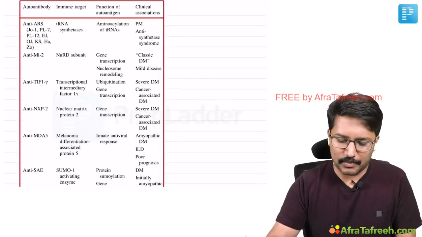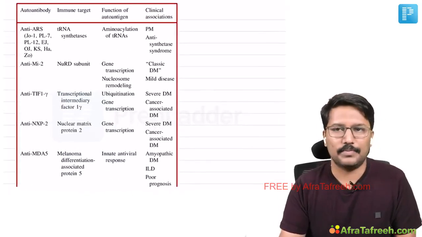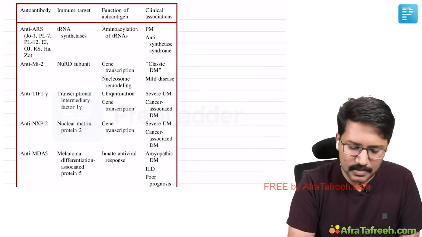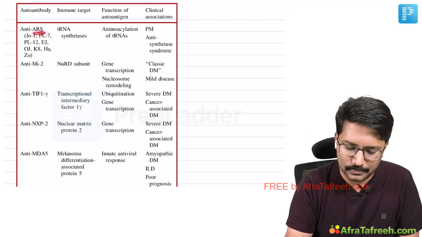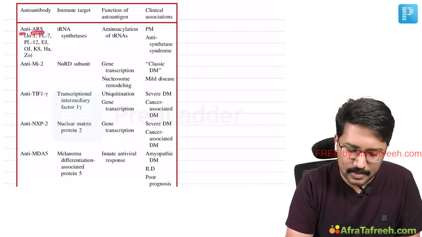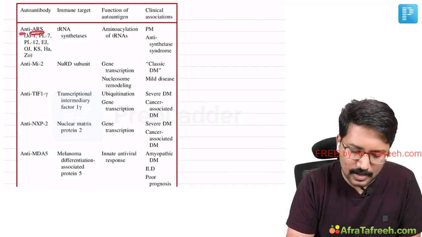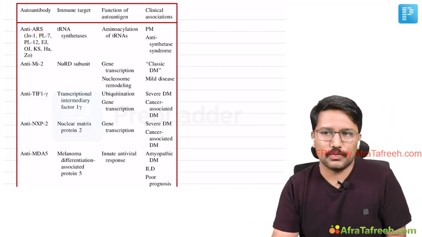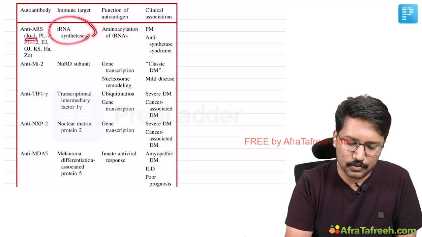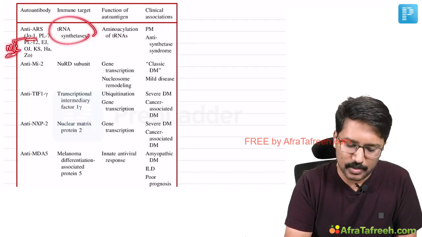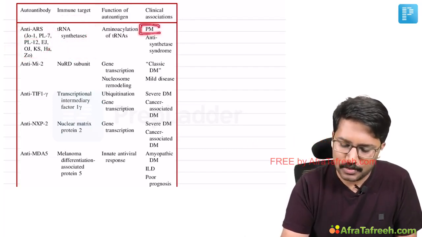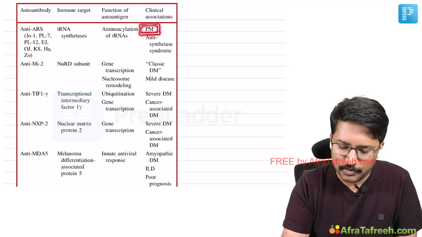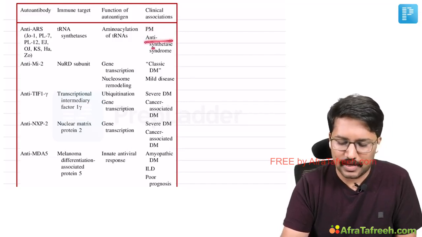Now, this is a very quick summary of all the antibodies we have discussed so far, so that you can just remember it. Starting with anti-ARS, which is nothing but anti-synthetase antibodies, anti-aminoacyl tRNA synthetase, that is what ARS stands for. Anti-Jo1 is the most common among them, and overall this is the most common antibody that we see in dermatomyositis patients. As I've already told you, it correlates with polymyositis more than dermatomyositis, and with anti-synthetase syndrome.